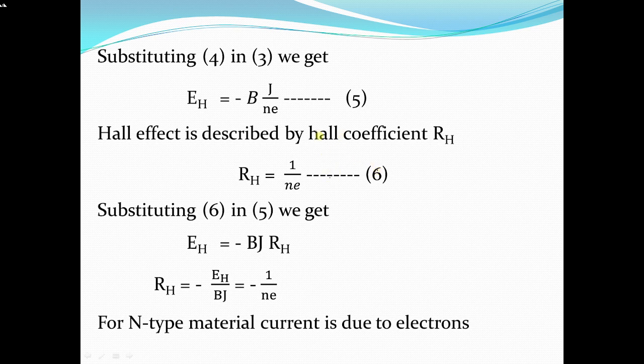So if I substitute this sixth equation in the fifth equation, I'll get E_H is equal to minus BJ. Instead of 1 by ne, I can write R_H. So R_H is equal to minus E_H by BJ, which is equal to minus 1 by ne. So Hall coefficient will be negative for N-type semiconductors.